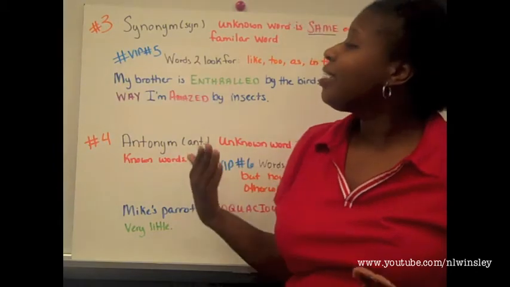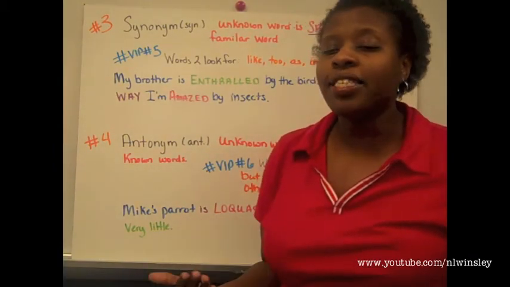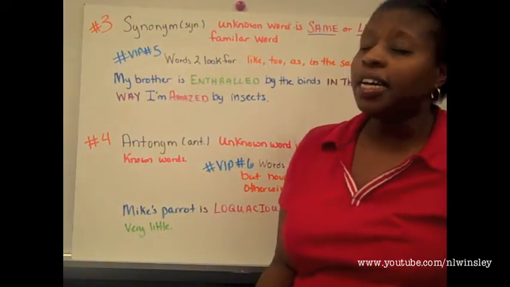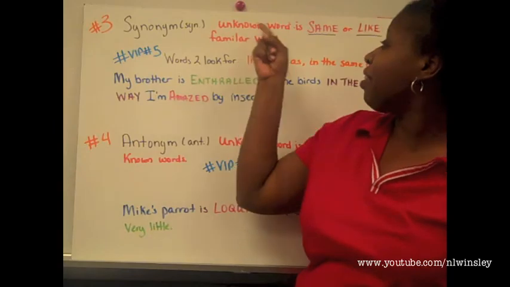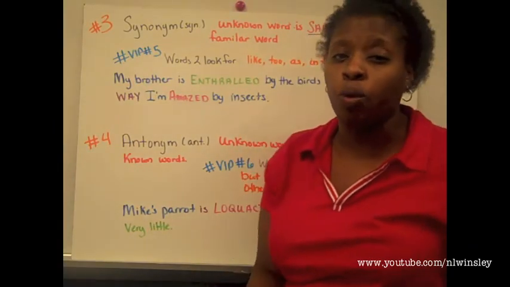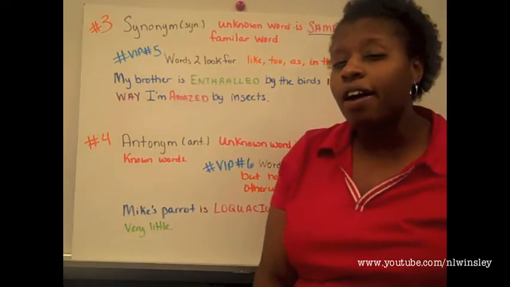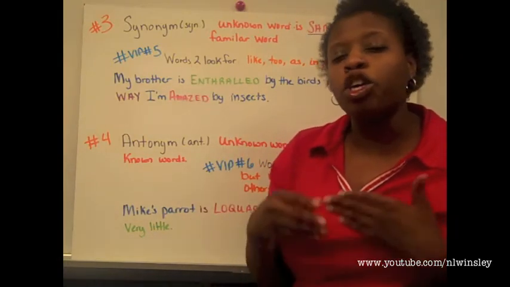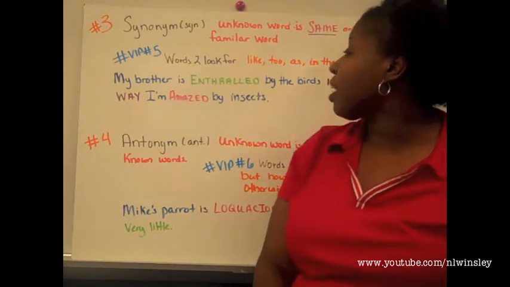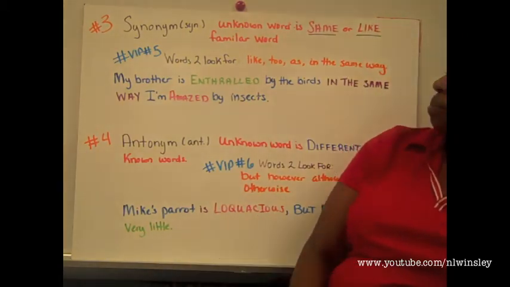Number 3, synonym. It's another one of the 4 of the 6 most commonly used context clue devices. A synonym is where you take the unknown word and use a same or like familiar word in the sentence with it. VIP number 5, things you should look for when you know a synonym context clue device is being used. Words like, to, as, or in the same way.